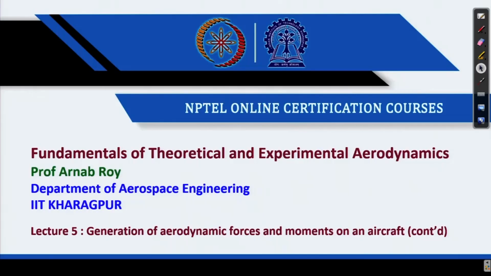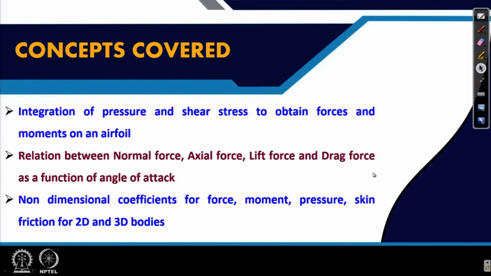In this lecture, we will continue our discussion on generation of forces and moments on an aircraft. So, the concepts that we will cover include integration of pressure and shear stress to obtain forces and moments. We will choose an airfoil to do this exercise. Then we will look at relations between different force components, and we will look at the relation with angle of attack. And finally, we will look at some non-dimensional coefficients for forces, moments, pressure and skin friction, and as they apply for 2D and 3D bodies.